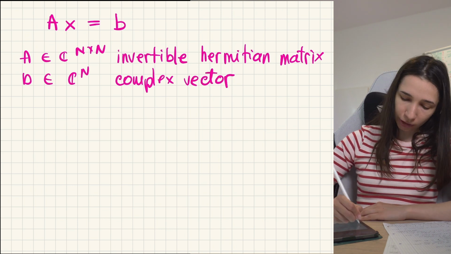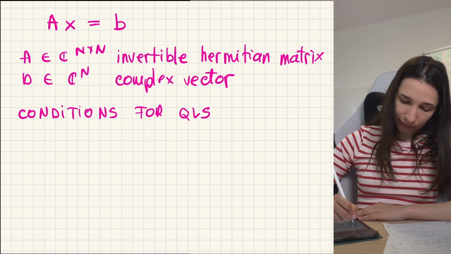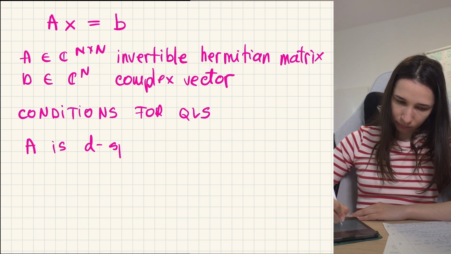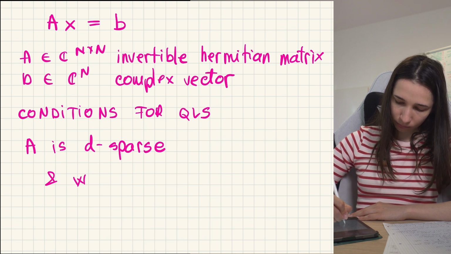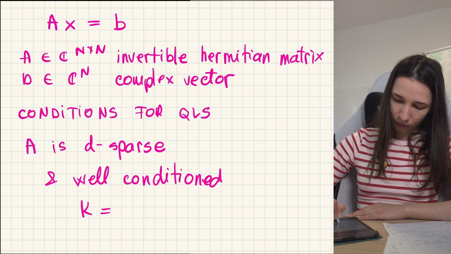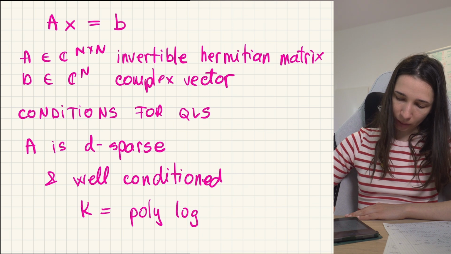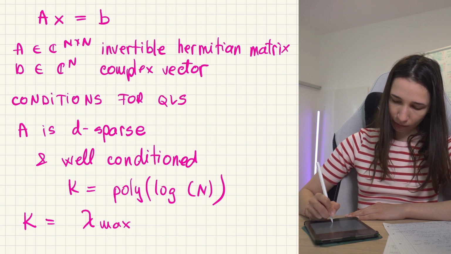As conditions for quantum linear solvers, we have that A is d-sparse and well-conditioned. Which means that kappa, the condition number, is polylogarithmic in the matrix size. And as a reminder, the condition number is defined as the ratio between the largest eigenvalue of A and the smallest eigenvalue of A.